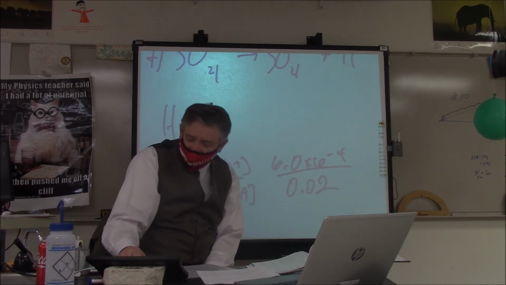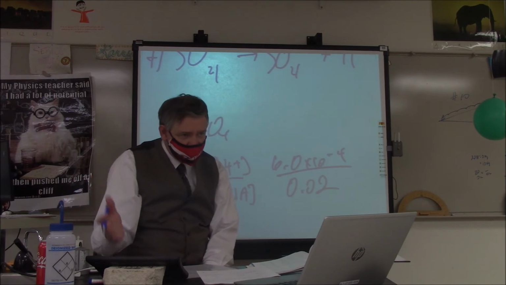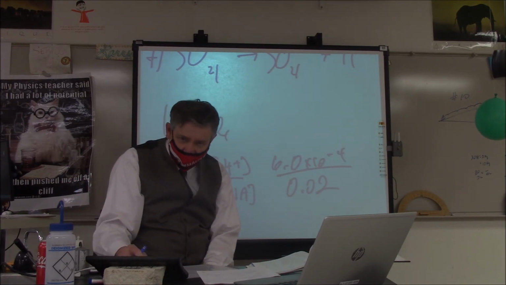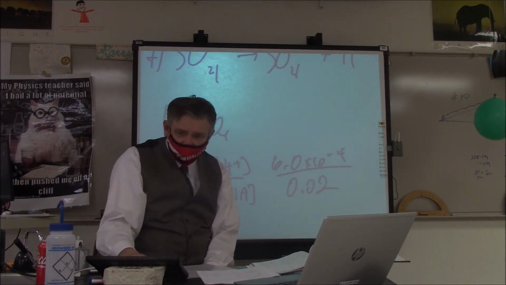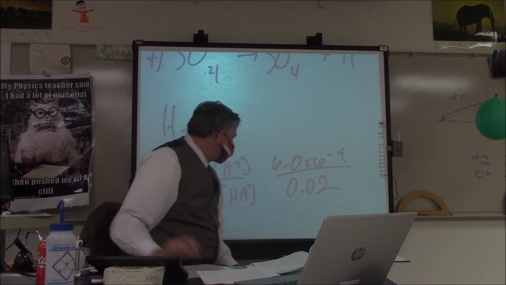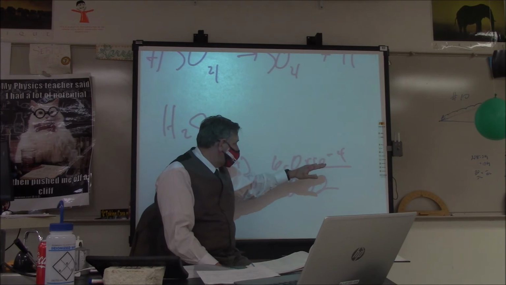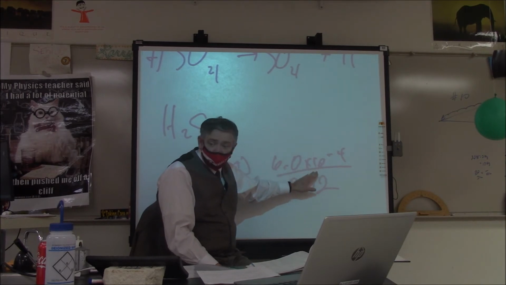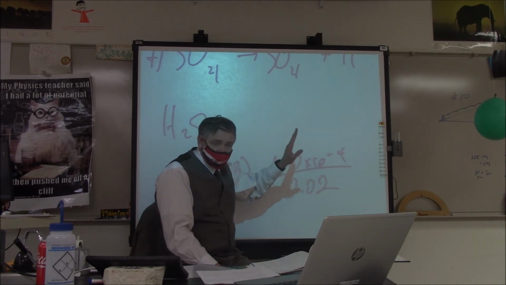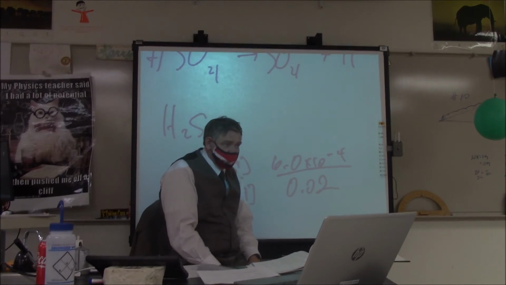Typically what you'll find is that your percent of ionization for weak acids is a pretty small value. Obviously, the weaker the acid is, the smaller this number is, and the smaller the percentage of ionization. Okay?